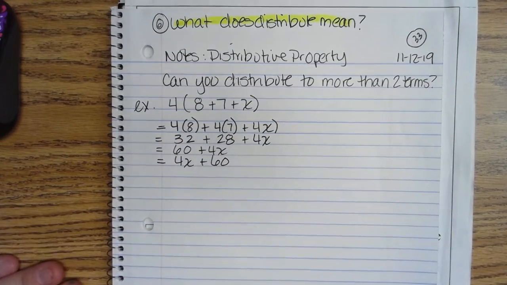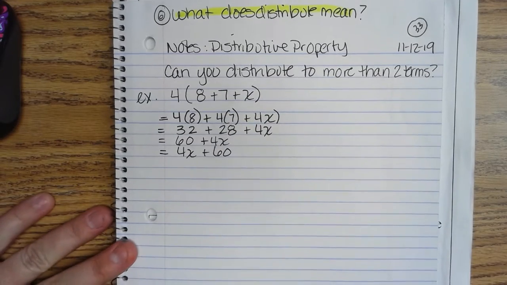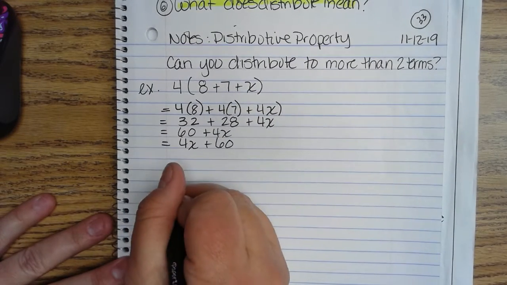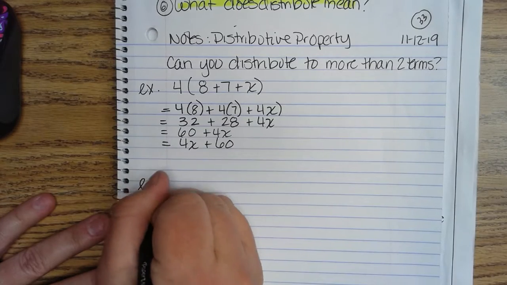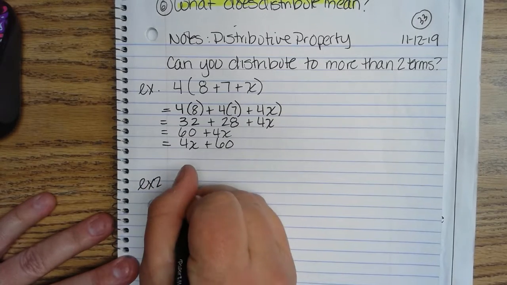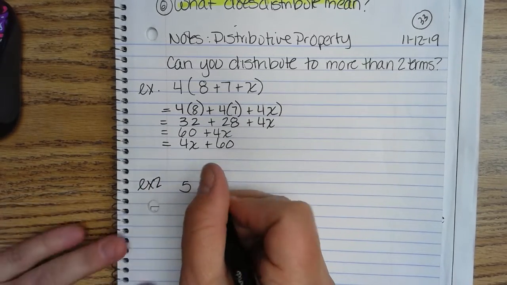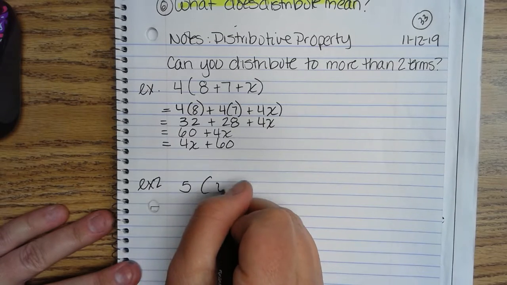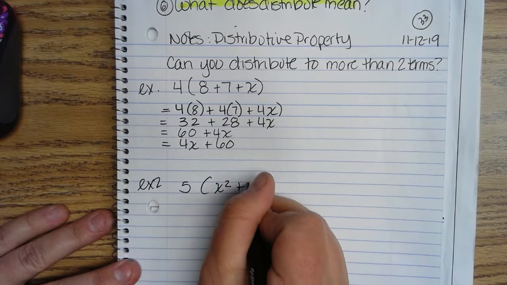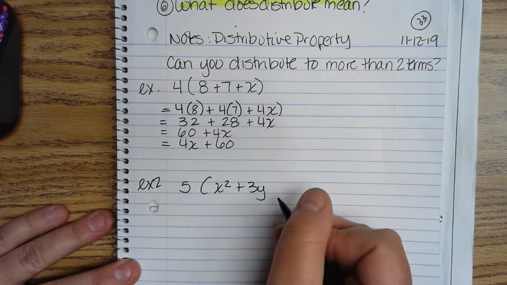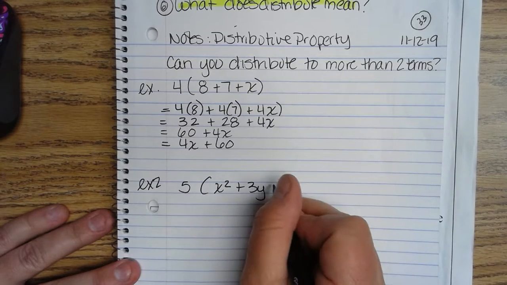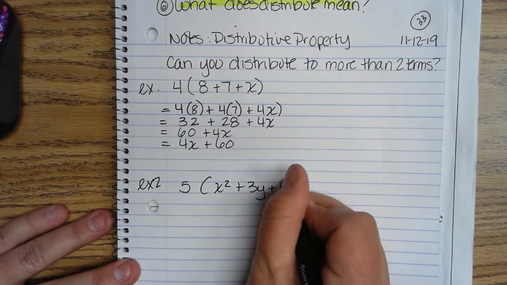So and our generic rectangle, one more visual. Just a challenge problem for you, and this is example number 2. 5 times the sum of x squared plus 3y, plus 10. I want to chunk that out.